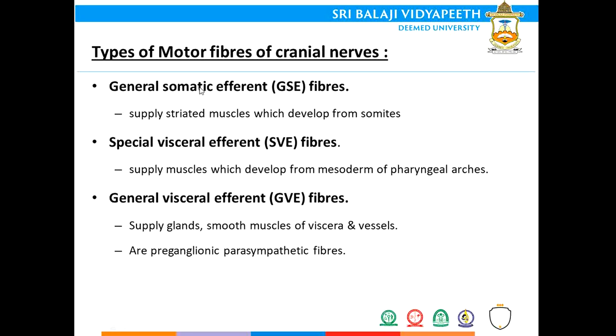General somatic efferent fibers supply the striated muscle which develops from somites. The second one is special visceral efferent. They are also supplying muscles, those which develop from the mesoderm of pharyngeal arches. And the third one is general visceral efferent. Remember, all are efferent. Out of that, one is somatic efferent and 2 are visceral efferent. Out of that, 2 are general efferent and 1 is special efferent.